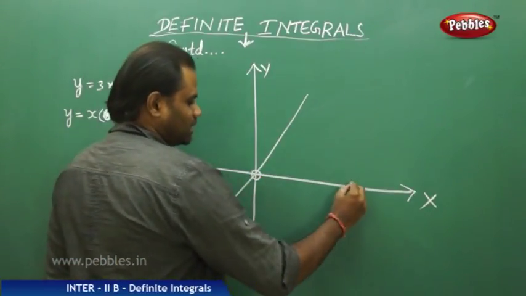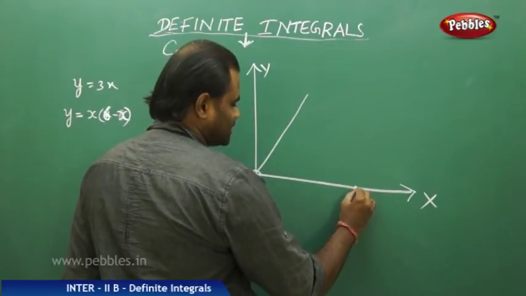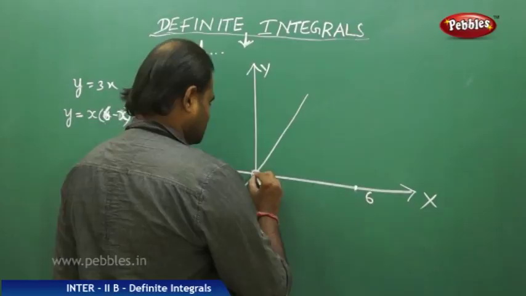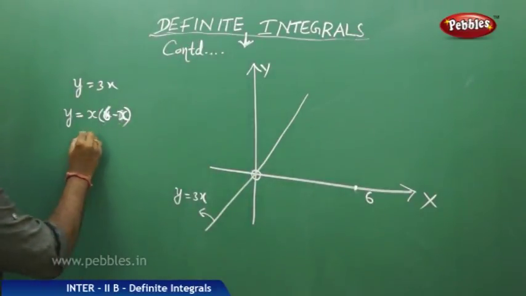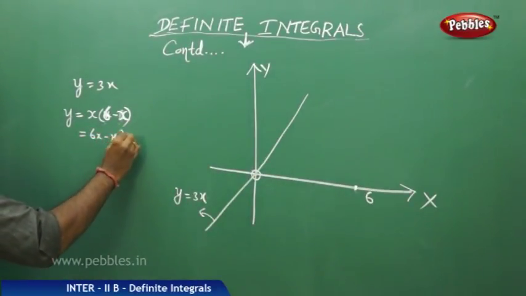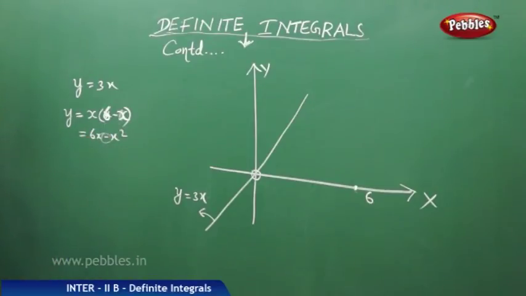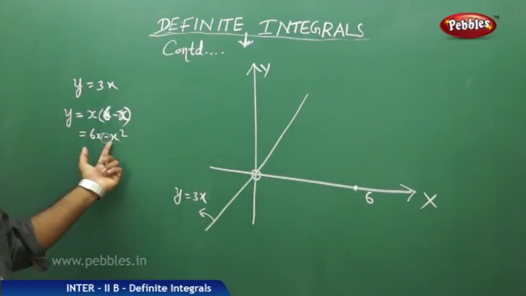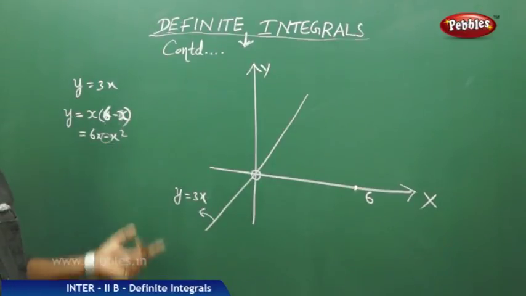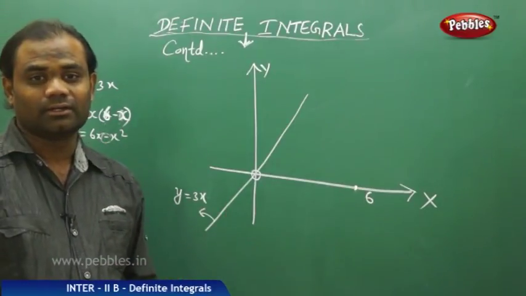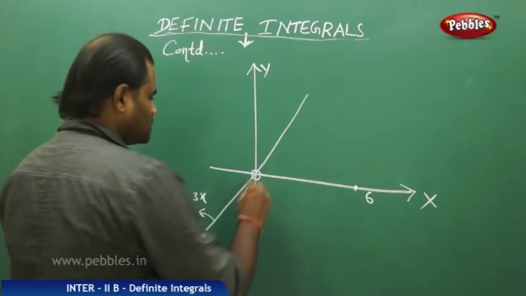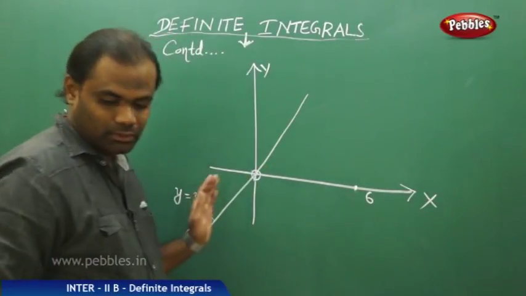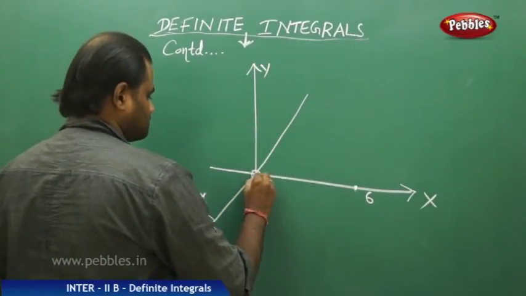So the parabola cuts the x-axis at 0 and 6, and because the coefficient of x squared is negative, the parabola is inverted, because a is less than 0, as we have learnt in quadratic equations. So therefore this is an inverted parabola which comes like this.